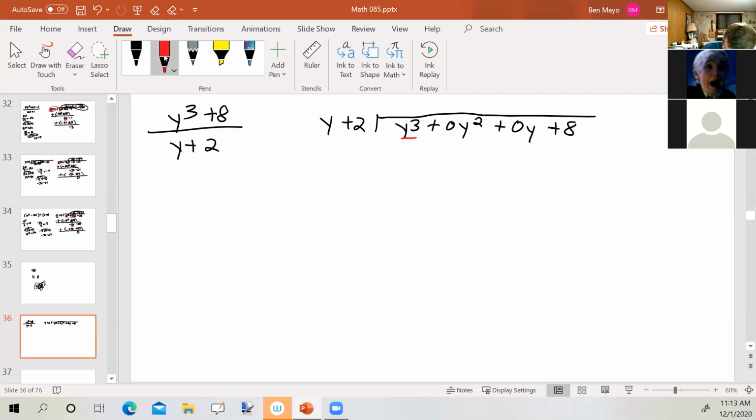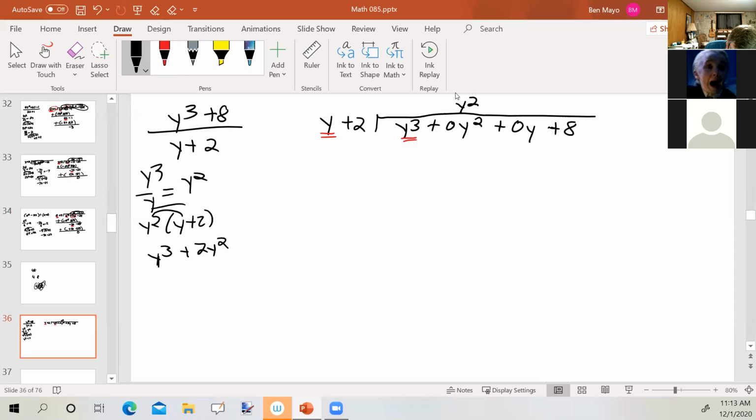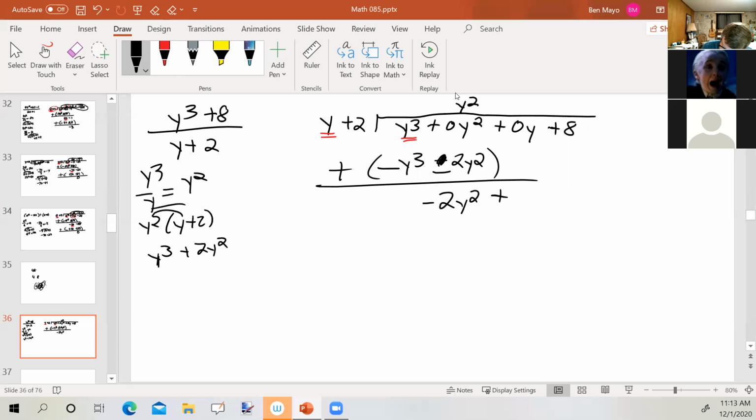So now the leading term inside divided by the leading term outside gives me y squared. y squared times y plus 2: y cubed plus 2y squared. I'm going to subtract that quantity from what's up above, change it to addition of the opposite. We get 0y cubed, and then 0y squared plus negative 2y squared is negative 2y squared. I'll bring down the next term, the 0y.